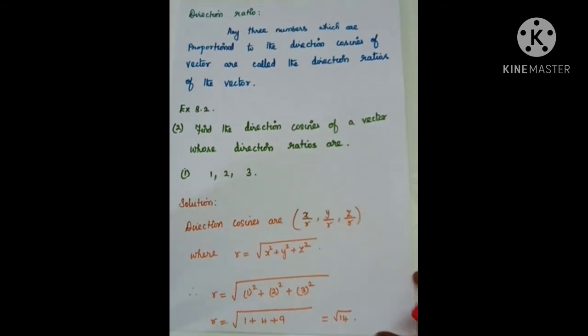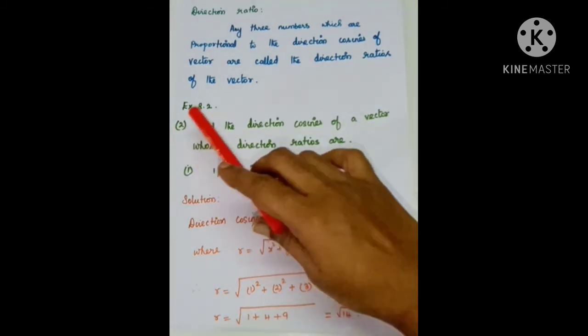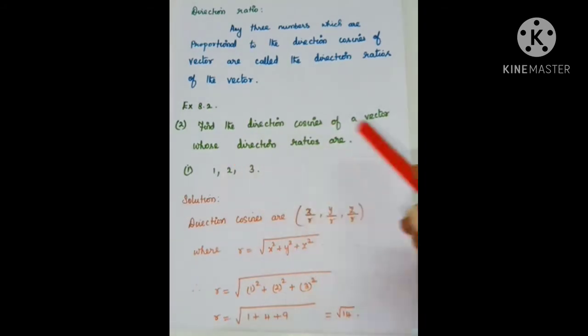The next one, we are moving to the direction ratio. It is very simple. Any numbers which are proportional to the direction cosines, these proportional numbers are called direction ratios. For a vector, you will have infinitely many direction ratios. We'll come to exercise 8.2, the second problem. Find the direction cosines of a vector whose direction ratios are given.